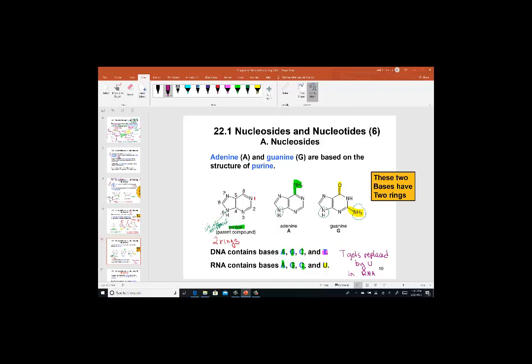So the thymine that is present in the DNA gets replaced by the uracil in RNA. There is no thymine in an RNA. There's no uracil in a DNA. They have 3 bases in common, A, G, C, adenine, guanine, and cytosine. The 4th base is unique. DNA uniquely owns thymine. RNA uniquely owns the uracil. T gets replaced by U.